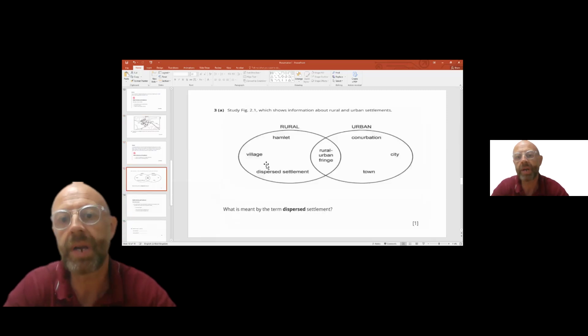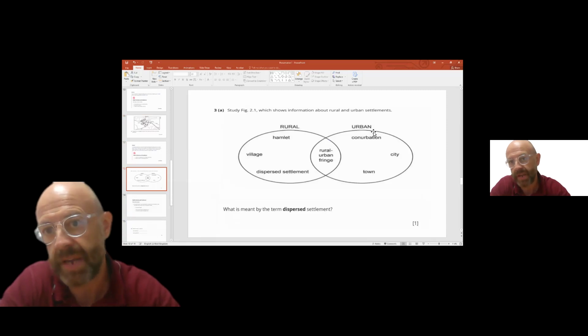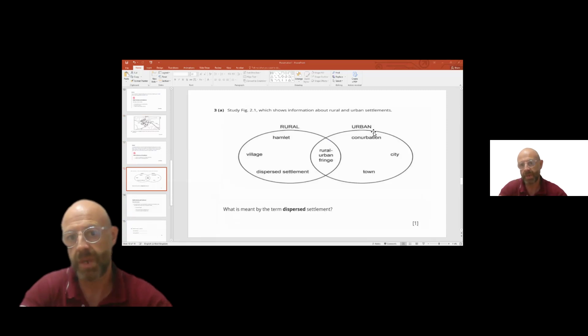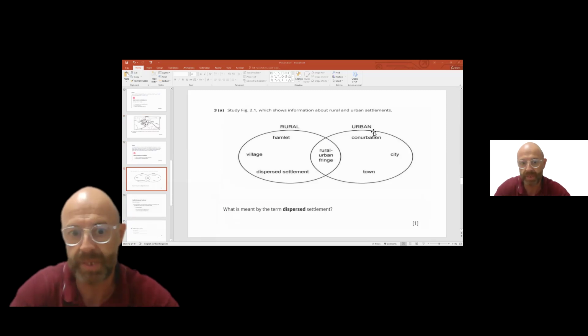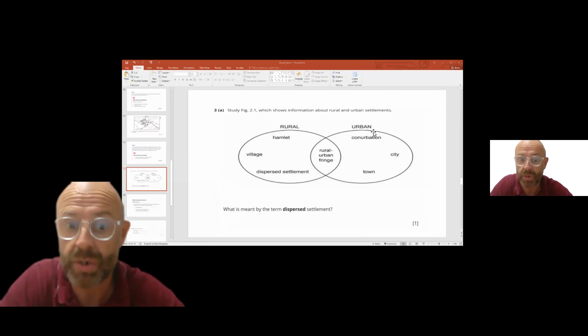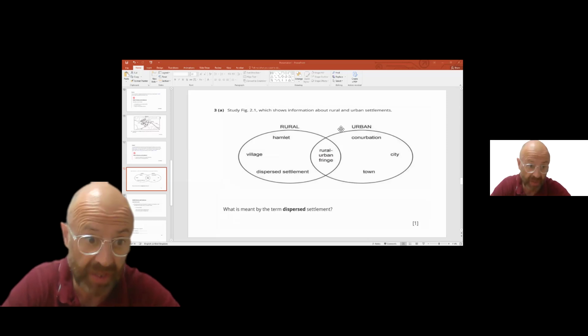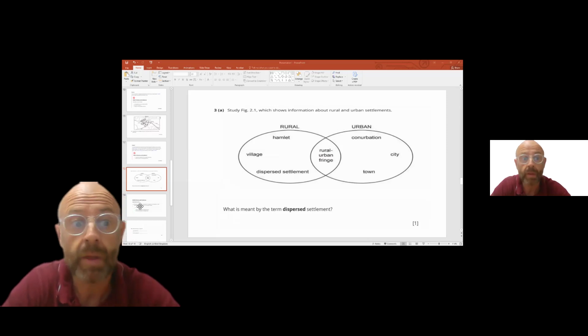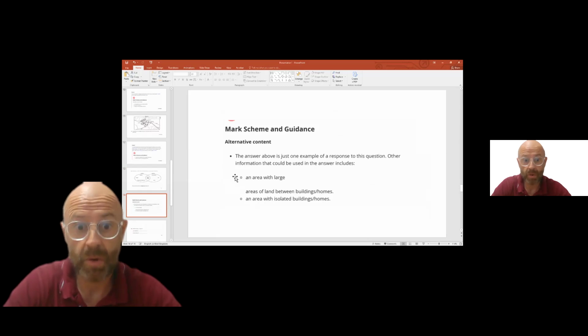Now we've got another model. So let's look at this model. It's a Venn value diagram showing different types of settlement from rural, dispersed, all the way up to big urban cities. Simple question. What is meant by dispersed settlement? We've covered that already a little bit. What is meant by dispersed settlement?